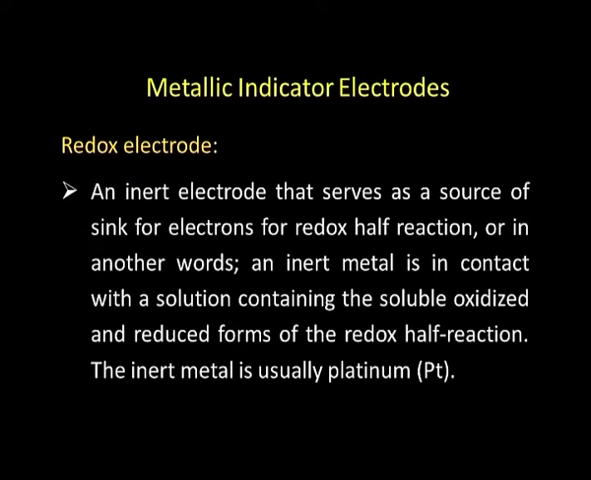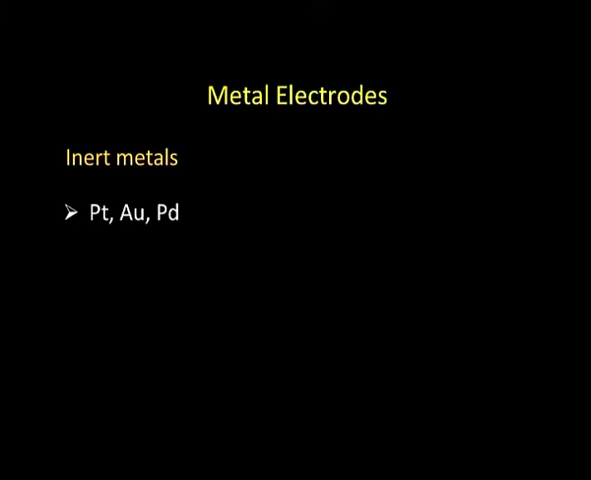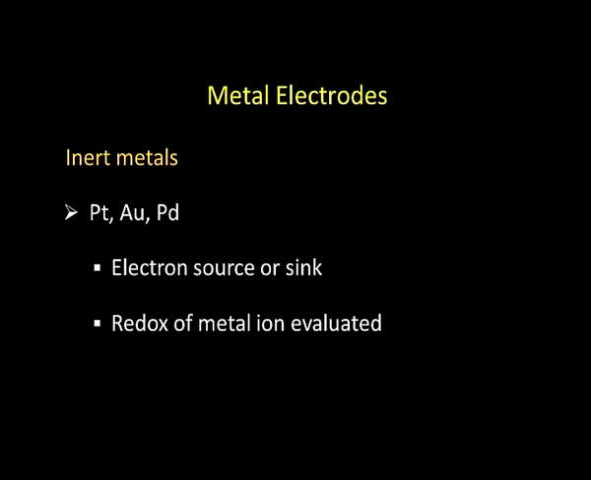Then comes the redox electrode, an inert electrode that serves as a source or sink for electrons for a redox half reaction. In other words, an inert metal is in contact with a solution containing the soluble oxidized and reduced forms of the redox half reaction. The inert metal is usually platinum. Apart from platinum, we can also use gold, palladium and so on. These metals work as a good source of electrons, or we can say they are an electron source or sink. Redox of metal ions is evaluated and they may not be reversible.